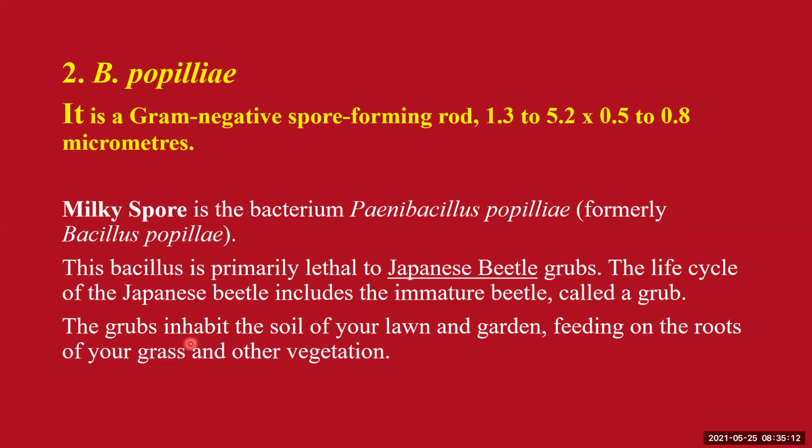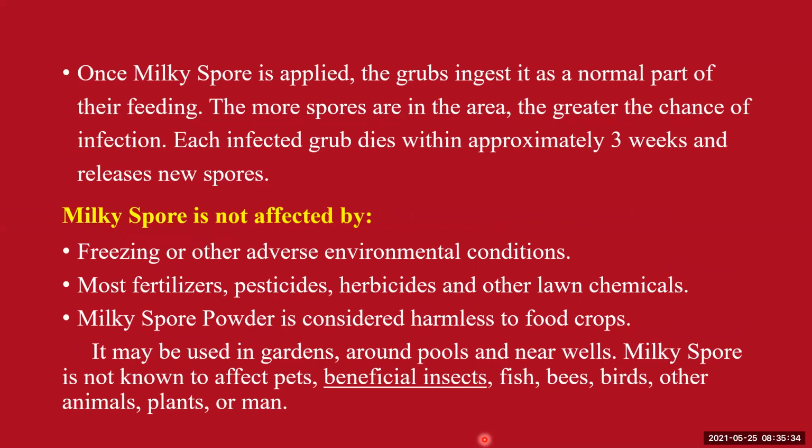The grub or larvae, where are they present? The habitat of the grubs is the soil of your lawn and garden soil, feeding on the roots of your grasses and other vegetation. So these generally destroy vegetation in lawns and gardens. They feed on the roots and destroy your vegetation, so they're primarily present in lawn and garden soil.